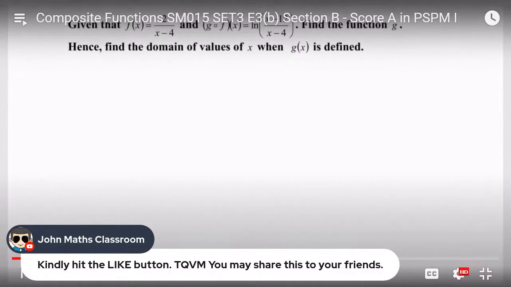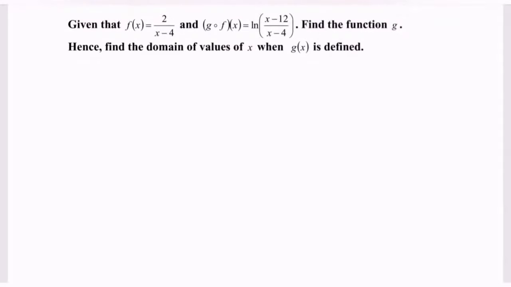Okay? So, sebelum kita mula, dia composite ke tidak, apa-apa pun, you kena baca soalan. Kena baca soalan. The function of f(x) is equals to 2 over x minus 4. And the composite function for g rho f is equals to ln of x minus 12 over x minus 4. Find the function of g. So, our focus will be looking for the g(x). Hence, find the domains of the value x when the g(x) is defined.